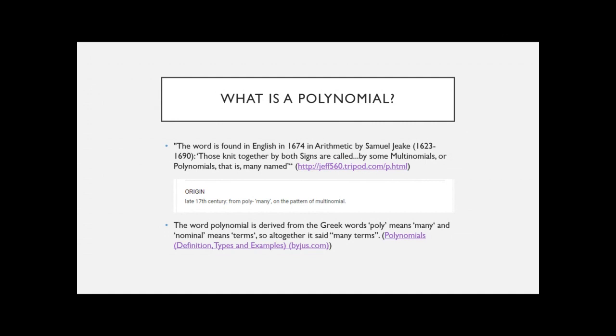So that's another source that I found. I've always thought that the nomial part came from the Latin word nomen, which means named, because in that first quote it says many named. I don't know which is more accurate, whether the nomial part comes from Latin or from Greek, but either way it basically means you have many things. So that's what we've got with a polynomial.